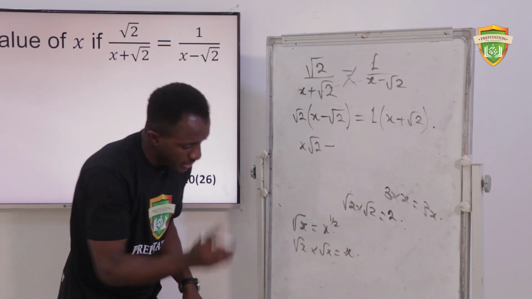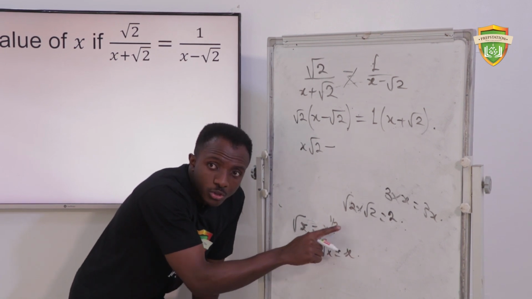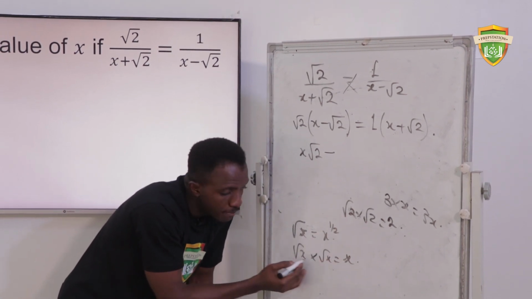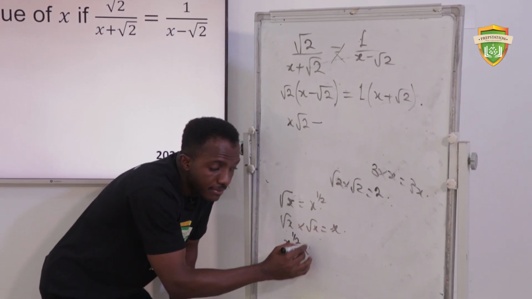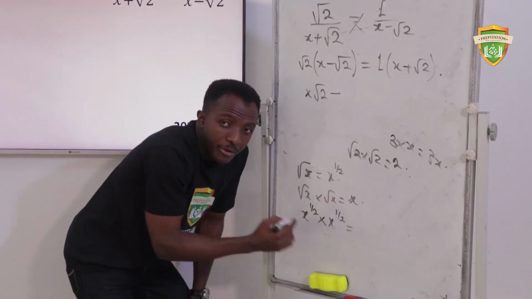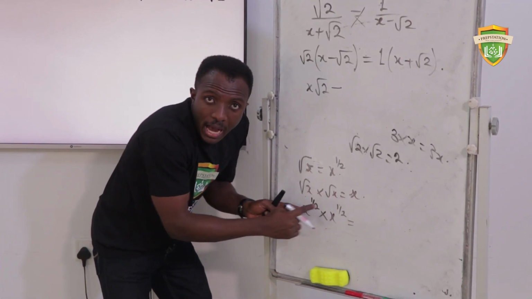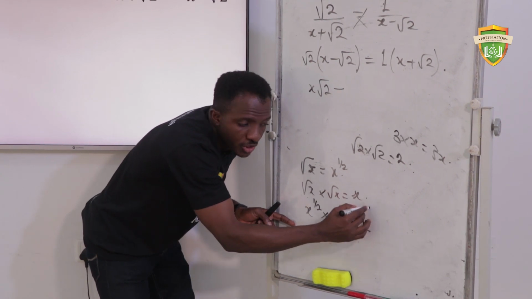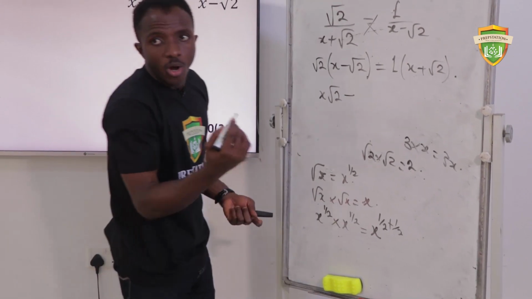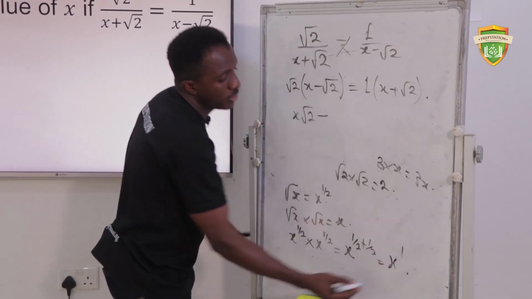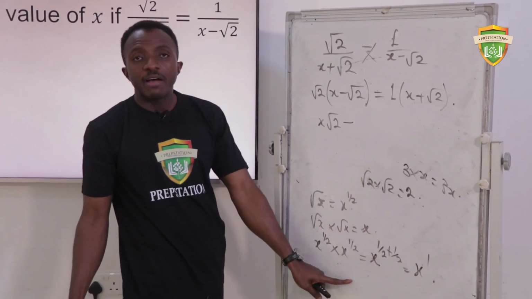How did I get that? Remember from the law, root x is x raised to power half. So if I have to multiply both of them, it's more like saying x raised to power half times x raised to power half. I refer you to the first law of indices. The first law requires that we add the powers. So we have x raised to power half plus half. And you know what half plus half is? It's 1. So that gives us x raised to power 1.